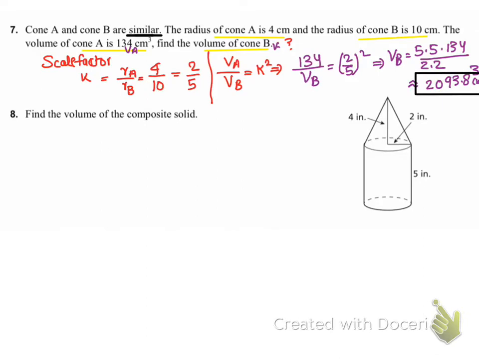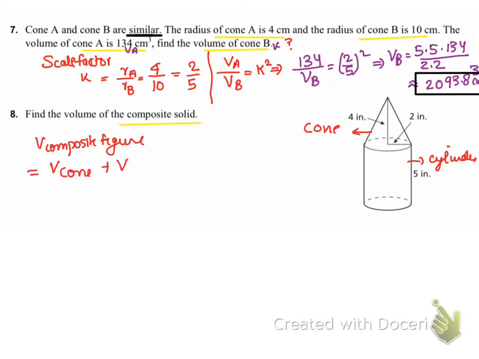Alright, we have the very last problem. We have to find the volume of the composite solid. As I told you in the previous section, for a composite solid you can just add the volumes of different solids together. When I look at it carefully, I see this is a cone and this is a cylinder. Only I have to find the individual volumes and add them. So volume of composite figure is equal to volume of cone plus volume of cylinder.